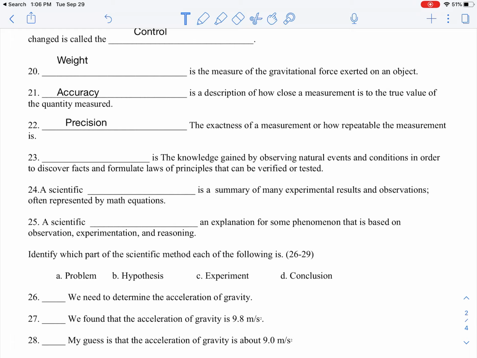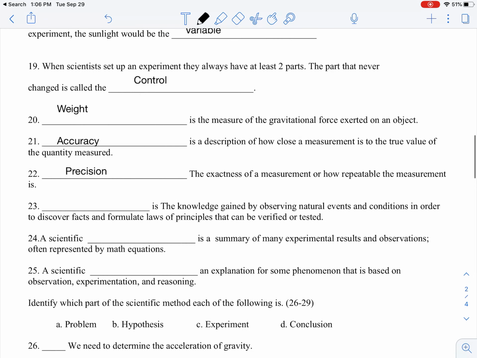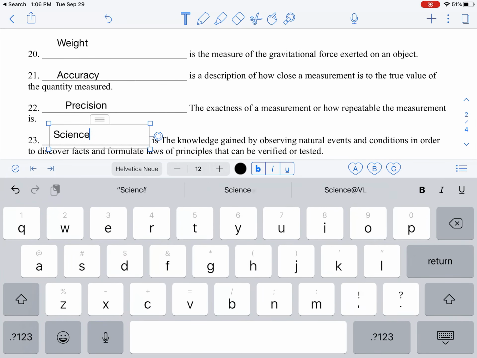The knowledge gained by observing natural events and conditions in order to discover facts and formulate laws and principles that can be verified and tested. So say you weren't sure, you're like, okay, I've used weight, precision, control, accuracy, variable. So I got law, theory, and science left. Well, out of those 3, the one that certainly makes the most sense to me, and this is a possible test-taking strategy for you, and this is the actual answer, is science.